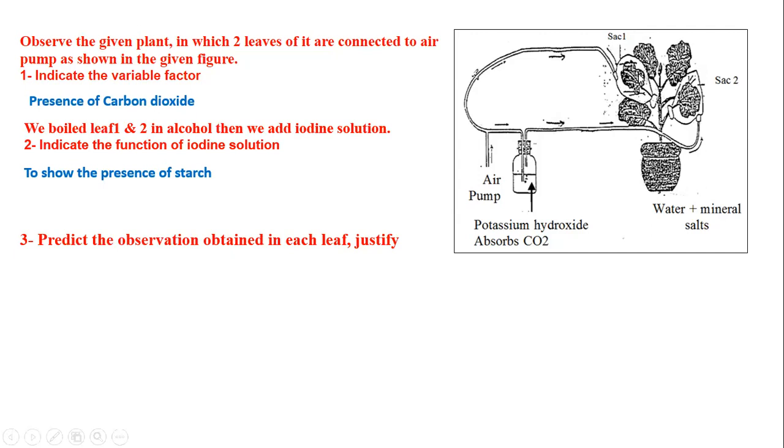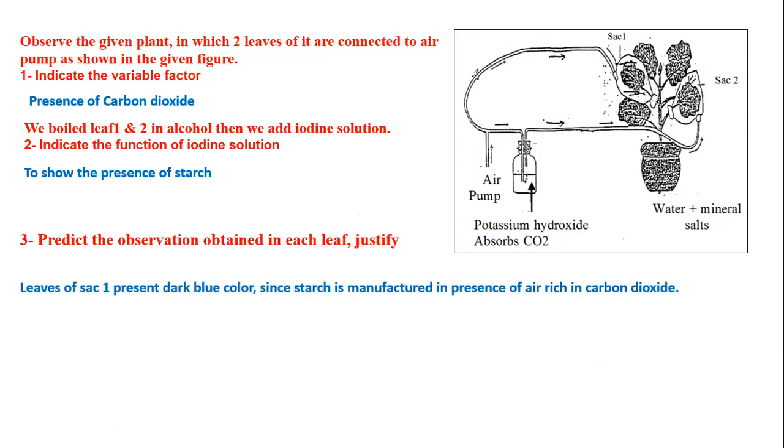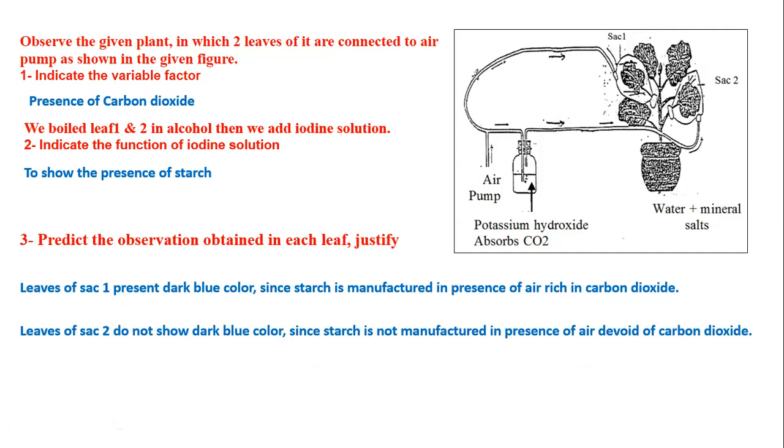What can we observe for leaves of sac 1 and leaves of sac 2 after boiling these leaves and treatment with the iodine solution? Leaves of sac 1 present dark blue color since starch is manufactured in the presence of air rich in carbon dioxide. The air here is complete and has carbon dioxide. Leaves of sac 2 do not show dark blue color since starch is not manufactured in the presence of air devoid of carbon dioxide.